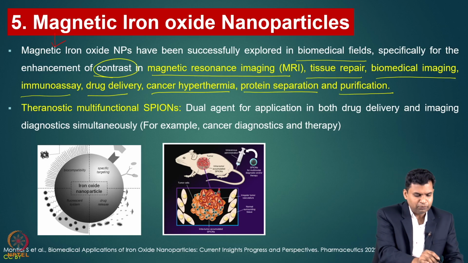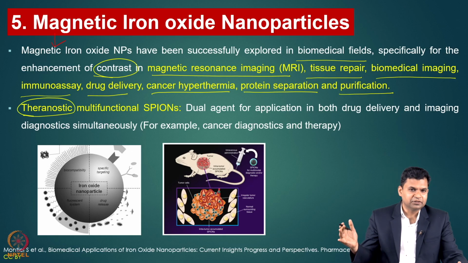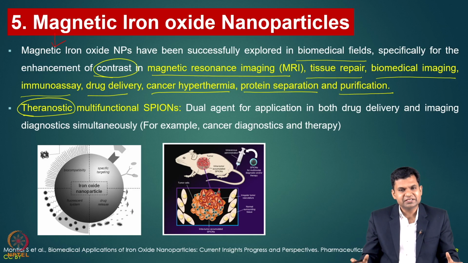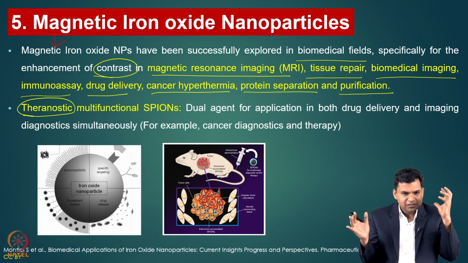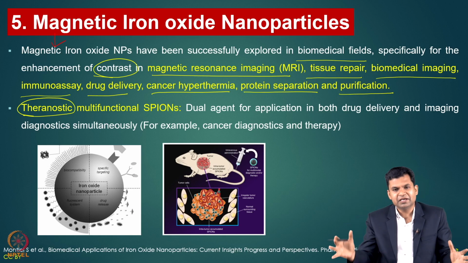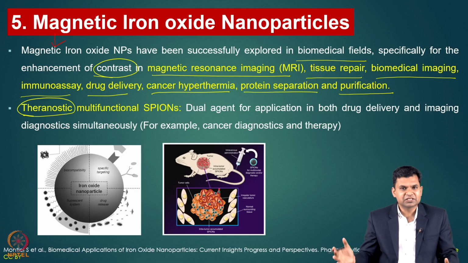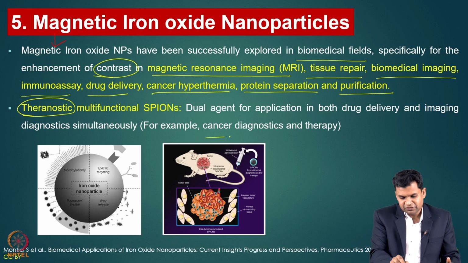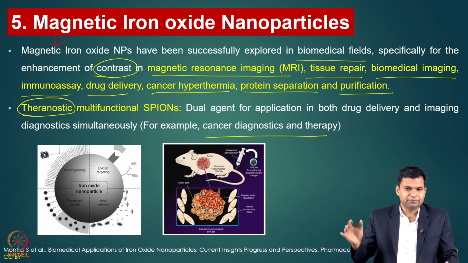One more important point is that most iron oxide or other inorganic nanoparticles can be used for theranostic applications, which means they are dual agents. They work as a combination therapy. We combine the drug delivery application as well as the imaging application together in one system, which is called theranosis or theragnostic applications. Especially, we can use this for cancer therapy and diagnosis. In one system we can use it for imaging and therapeutic application.